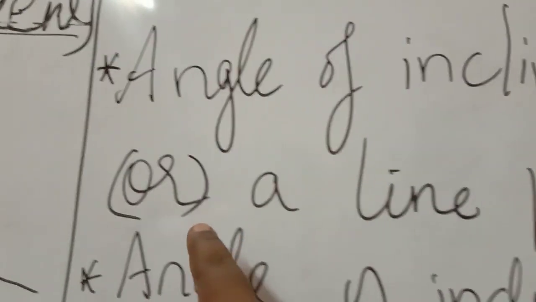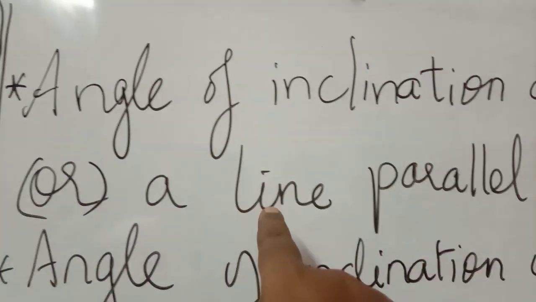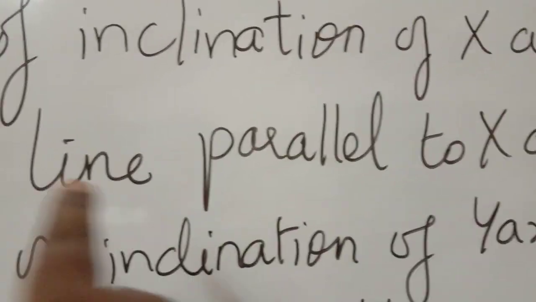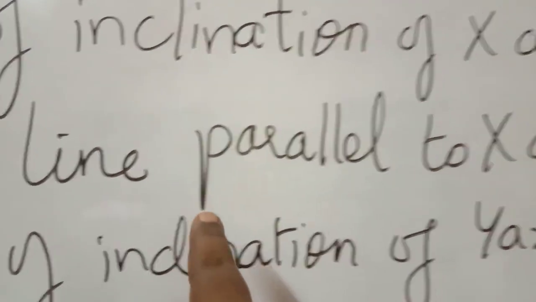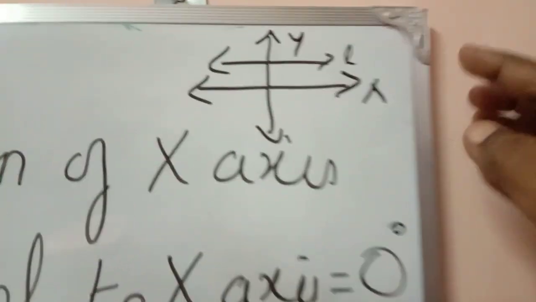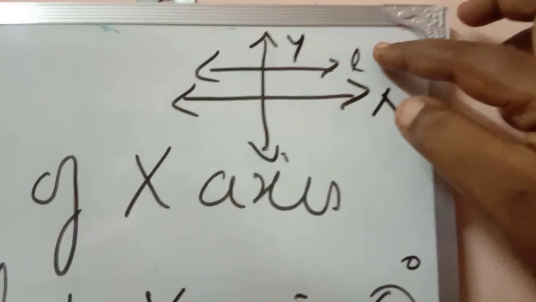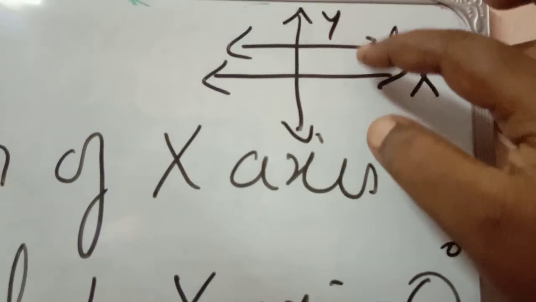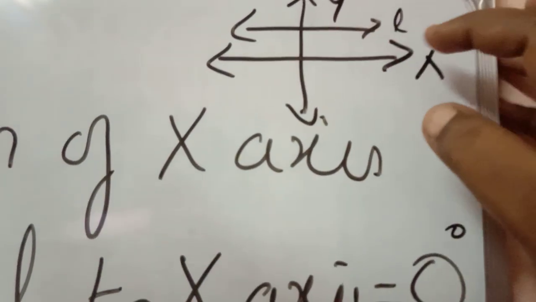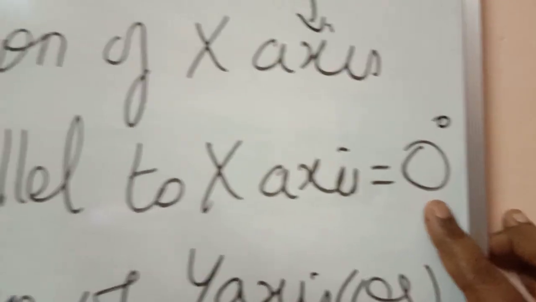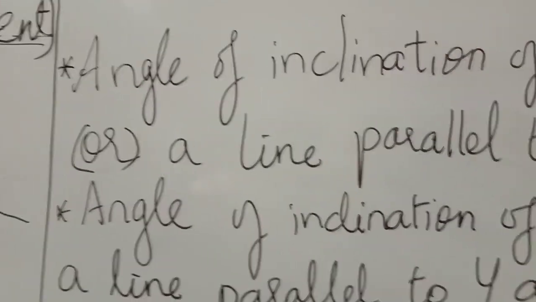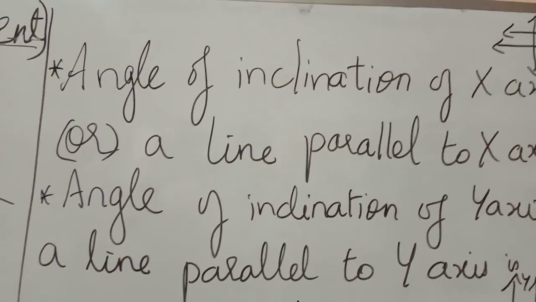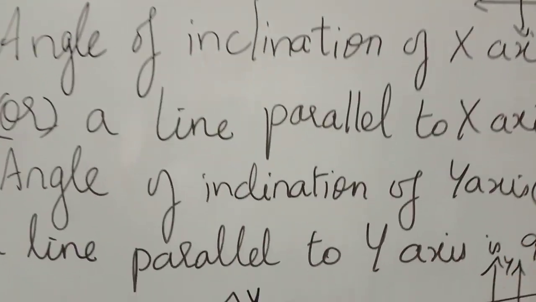One more: the angle of inclination of a line parallel to the x-axis. See here, this is the x-axis. This line L is parallel to the x-axis. What is the angle between these two lines? Both are parallel, so the angle is 0. So that also is 0 degrees. So the angle of inclination of the x-axis is 0, as well as the angle of inclination of a line parallel to the x-axis.